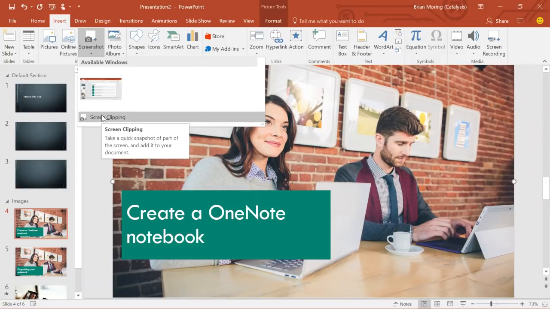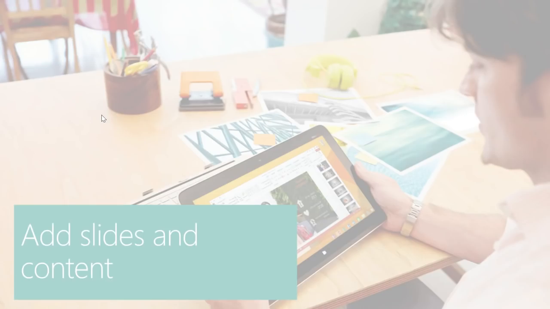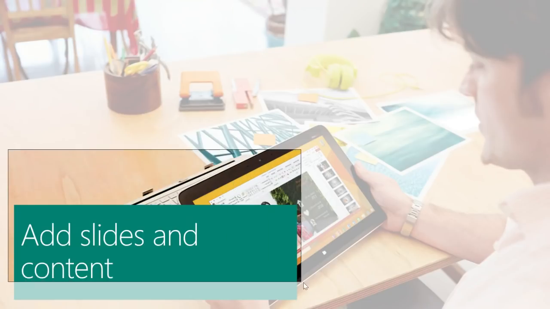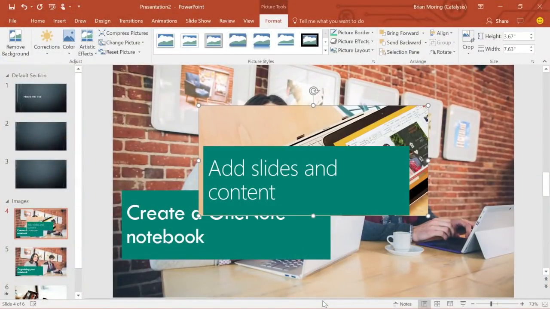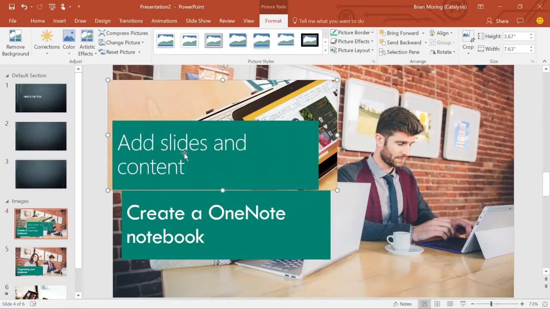So I'm going to add on screen clipping. What it does is it goes to this full page here. You can see this is the slide that I'm presenting to talk about adding slides and content. But maybe the only part that I want is just that text box of adding slides and content. So I can select on the screen exactly what I want to clip into my PowerPoint presentation, select it, and you can see it will take a clip of that slide and put it into my PowerPoint presentation. So you can do this for anything that you have open.